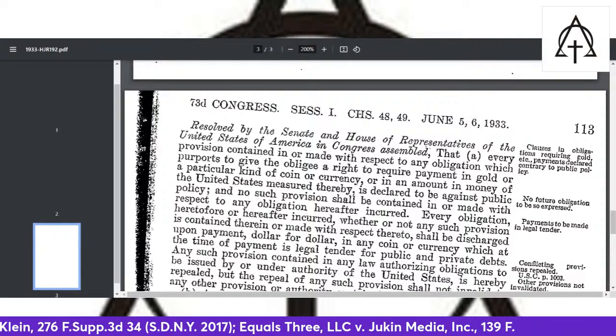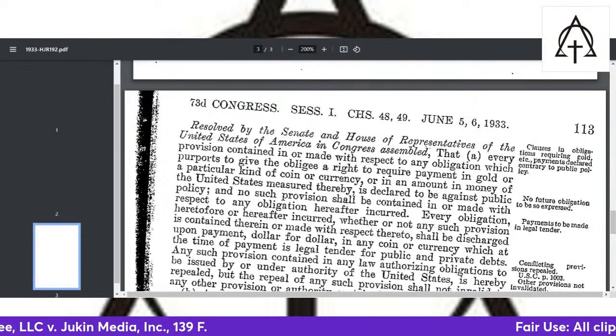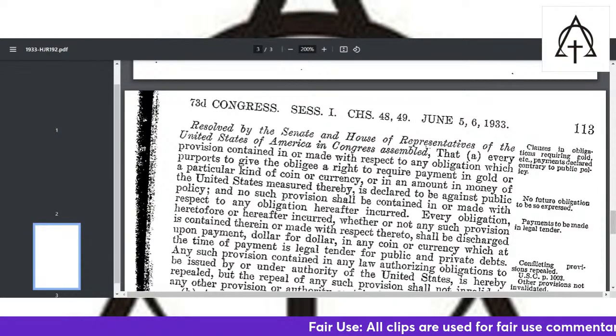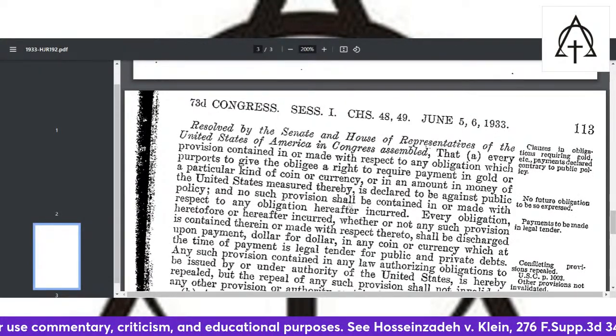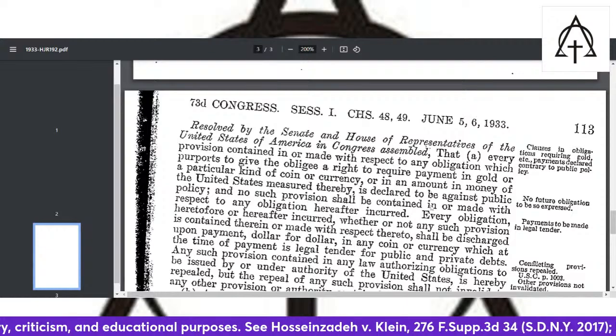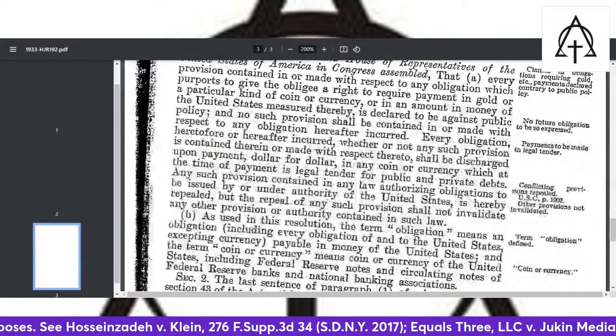in money of the United States. It's their money. We can't demand it. It's called negotiations for a reason. Is thereby declared to be against public policy, and no such provision shall be contained in or made with respect to any obligation hereafter incurred.